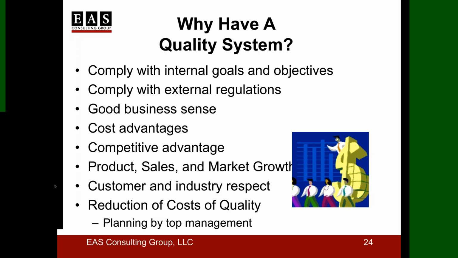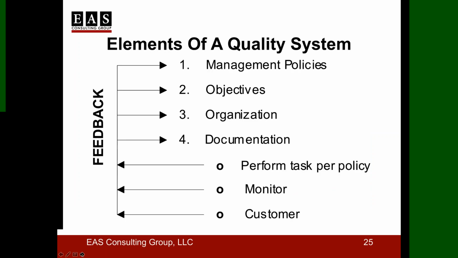So again, why have a quality system? It complies with internal and external goals, objectives, and regulations, makes good business sense, cost advantage, competitive advantage, growth in product and sales and market. If you have a good product and service, therefore you'll have more business. And of course, a lot of these costs will be reduced because you don't have to have all these checks and balances, basically having a bad product or worry about lawsuits or corrections. The quality system will improve and continue on.